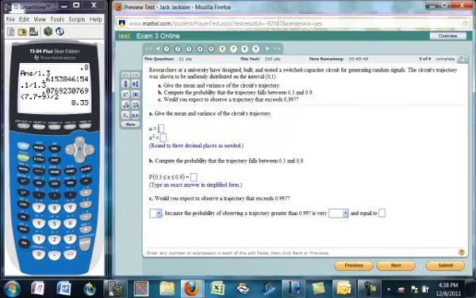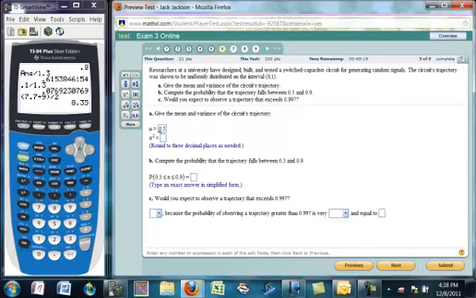Researchers at a university have designed, built, and tested a switch capacitor circuit for generating random signals. The circuit's trajectory was shown to be uniformly distributed on the interval 0, 1. Give the mean and variance of the circuit's trajectory, and then let's do some probabilities. Well, this is the same thing we just did because this is uniform. It's between 0 and 1, so the mean is halfway in between, which is just 0.5. I'm averaging 0 and 1.